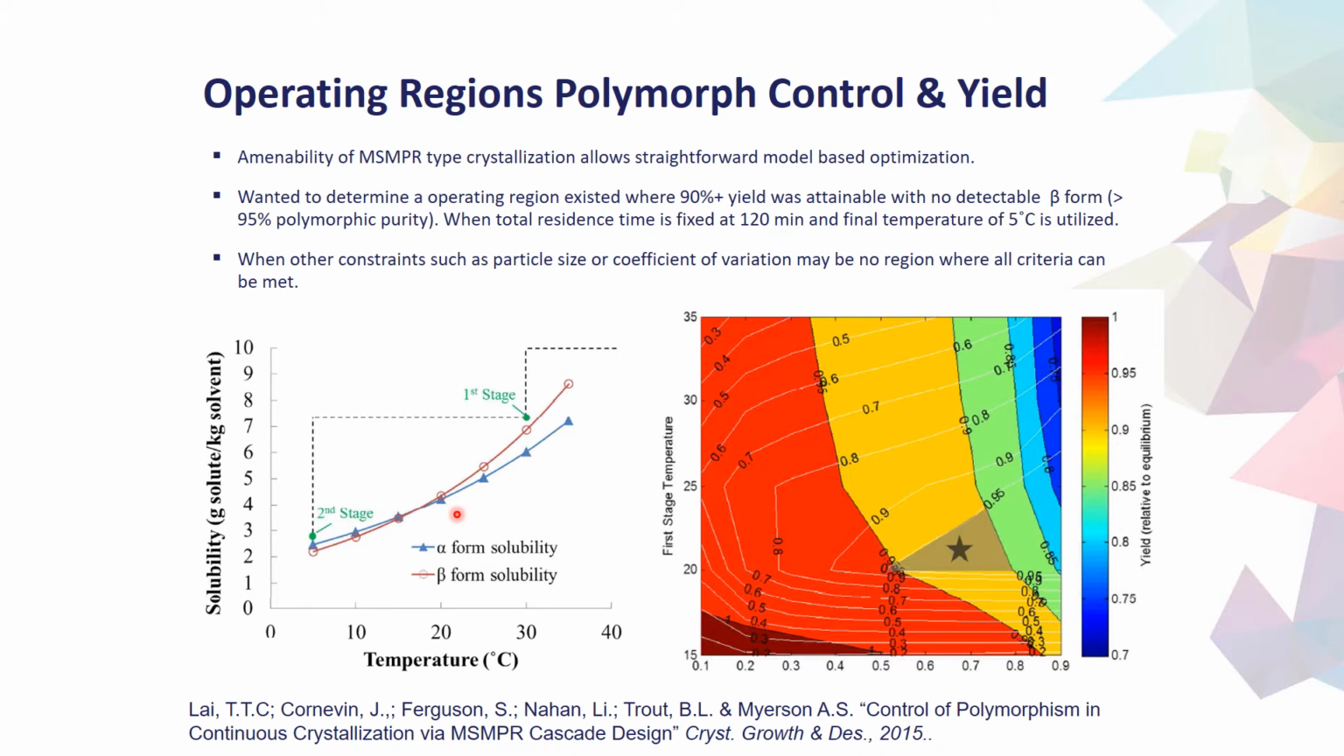And also to attach an additional constraint, so 90+% yield, which is fairly typical for very well-designed cooling crystallization, and also no detectable beta form. So this is 95% polymorphic purity in this case, which was the detection limit for X-ray for this polymorphic system. And again, the residence time was capped for a two crystallizer cascade system at 120 minutes. So it was possible to vary the residence time in both and the temperature of both at which they operated at their steady states.